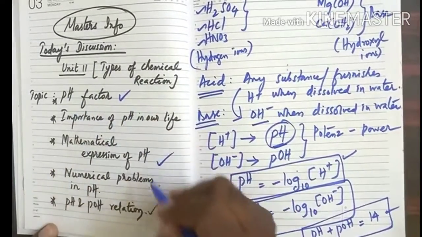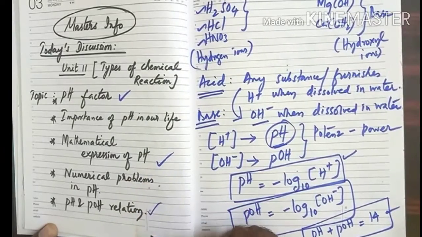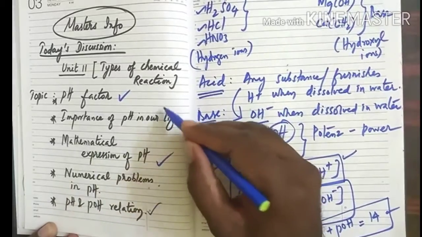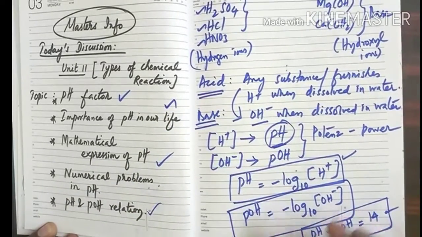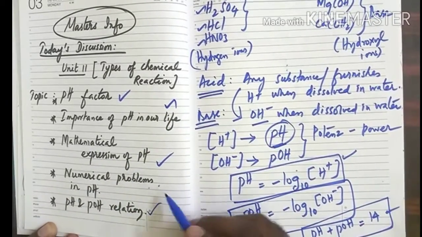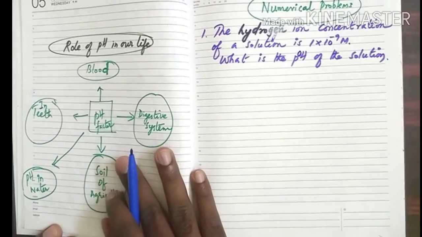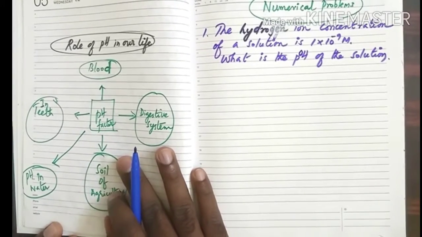So I have explained the pH factor, its mathematical expression, and the pH and pOH relation. The importance of pH in our daily life we can learn in this video. In another video we can learn how to solve the numerical problems of pH. So what is the role of pH in our daily life? It is very interesting.